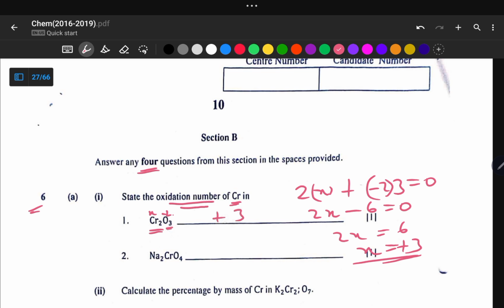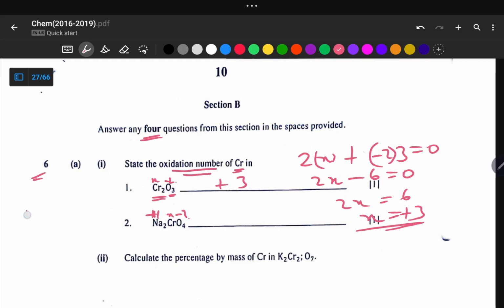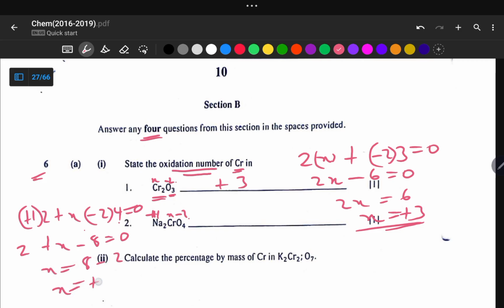So you can deduce that from the formula, where they exchange the coefficients of their charges, right? And then here on this part is sodium chromate. So we're going to have plus 1 here, and then x here, and then minus 2 there. So we are going to say plus 1 by 2, and then plus x, and then minus 2 by 4. So we're simply going to solve. So here is 2 plus x minus 8 being equal to 0. So x is equal to 8 minus 2, x is equal to plus 6, and we are done. So here is plus 6, right?